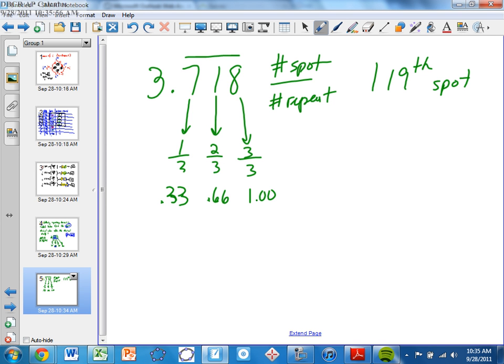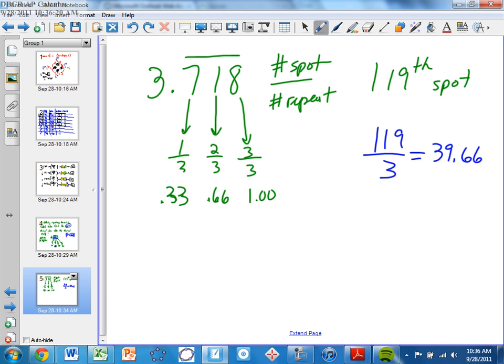All right. Now, 0.33, 0.66, 1.00. Take 119 now, divide it by 3. Somebody with a calculator, tell me 119 divided by 3. 39.6 repeated. Okay. So, which spot are we looking at, guys? The second spot of the answer is 1.